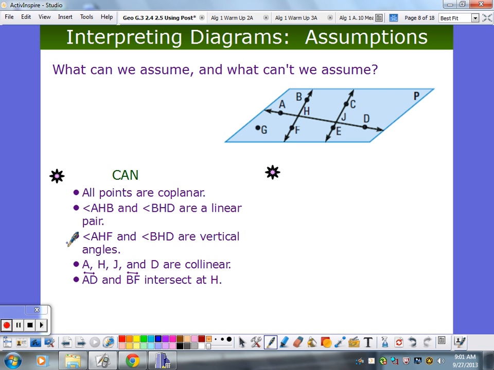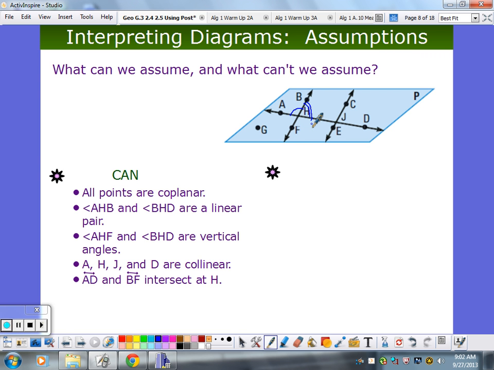So I made a list. I'm not saying this is a complete list, but these are some of the things that you can assume here. All the points are coplanar. I see them drawn on this plane, so I can assume they are coplanar. I'm allowed to do that. You can't just say, well, what if one of them is in the air somewhere else in a different plane? If it looks like it's on the plane, we're allowed to make the assumption it's on the plane. You didn't really write it, but also listen to this: angle AHB and BHD, that's over here.